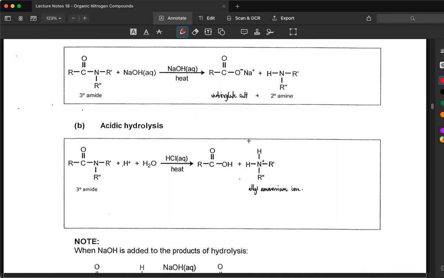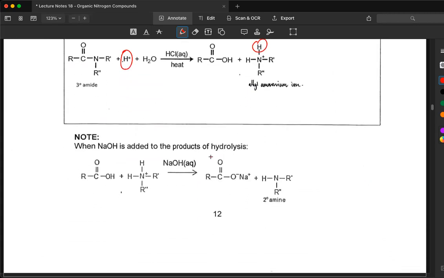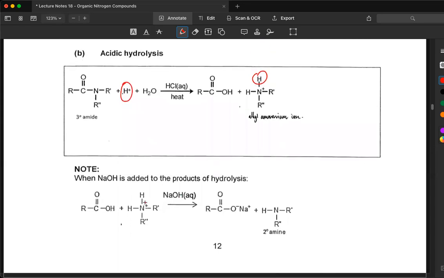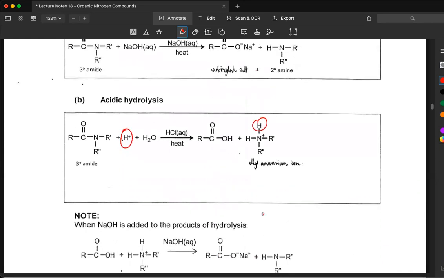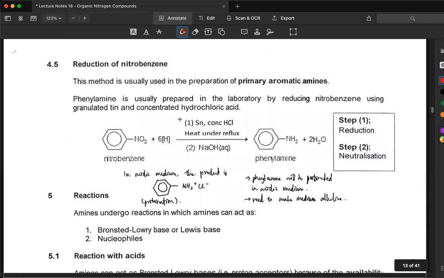Because of the acid. When NaOH is added to the products of hydrolysis, okay, it will form the free amine instead. Now, this method is used to prepare primary aromatic amine.